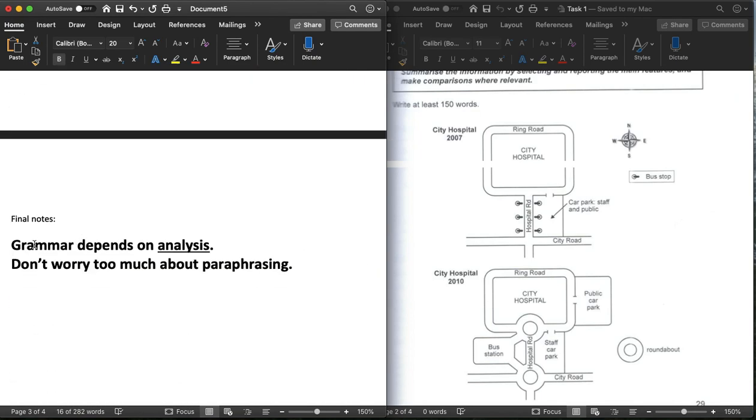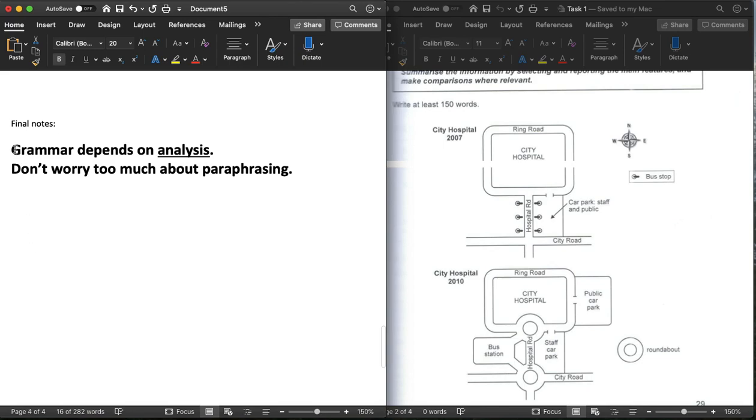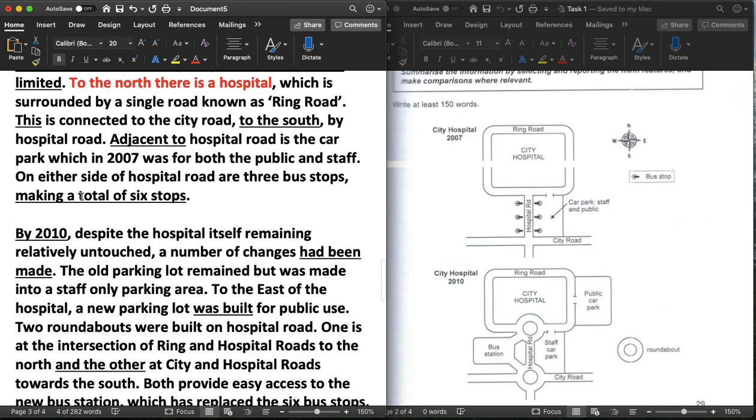All right, so just my final notes, as always, grammar notes. Grammar depends on analysis. The more carefully you understand the data or the information, the better your grammar can be. So again, I make this point. Yeah, the hospital's the same, but there were a lot of changes. That allows me to use this higher level of grammar as well as past perfect.